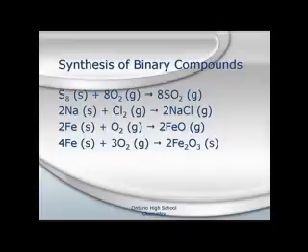So let's take a look at the synthesis of some binary compounds. The first one we have is octahedral sulfur, S8, which is a common form of elemental sulfur, added to 8 oxygens, which will yield 8 sulfur dioxides. Then we have sodium added to chlorine gas, forming sodium chloride.